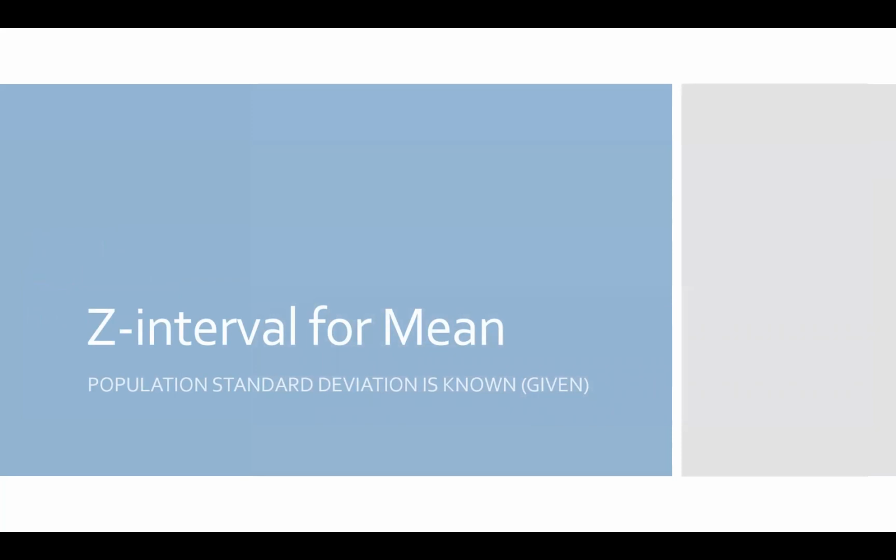We ultimately will talk about 3 different confidence intervals. We're going to talk about a Z interval. We're going to talk about a T interval. And we're going to talk about a proportion.